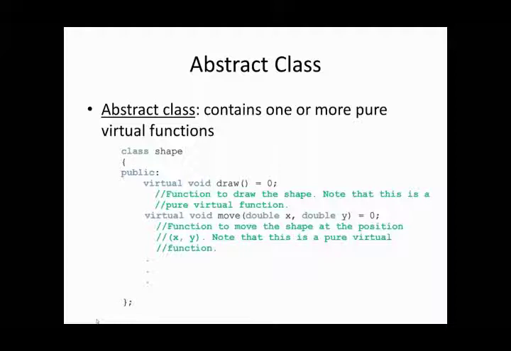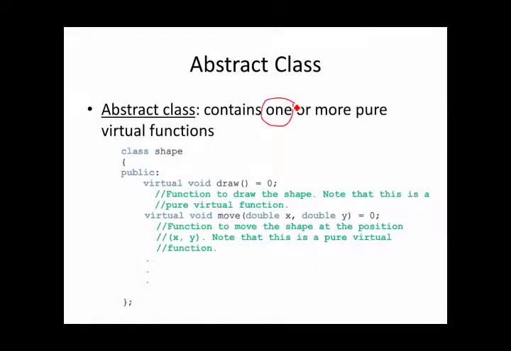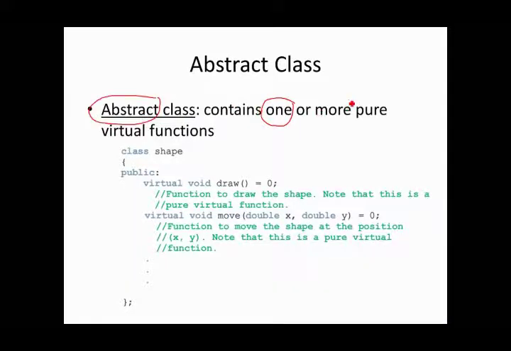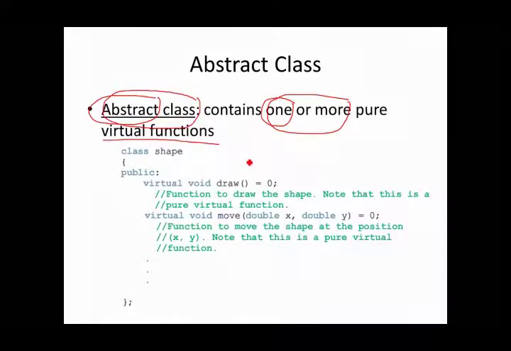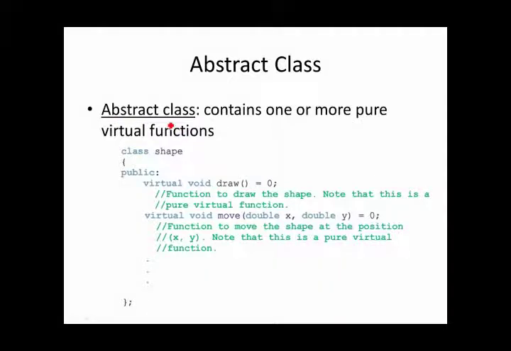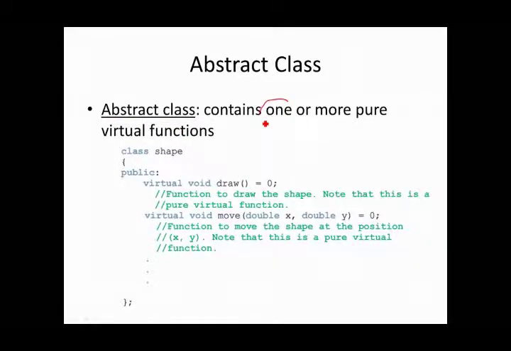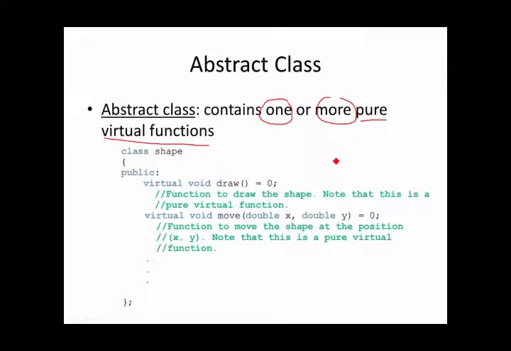What is an abstract class? An abstract class is basically a class that contains one or more pure virtual functions. Just by containing one pure virtual function, a class is already an abstract class. And if it has more, so one or more pure virtual functions, then the class is considered an abstract class. Once again, a class is considered an abstract class as soon as it contains one or more pure virtual functions. Okay?